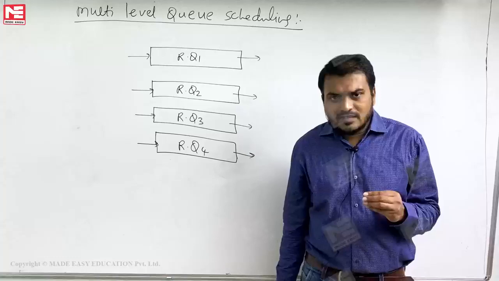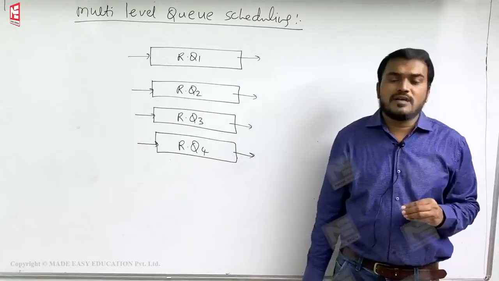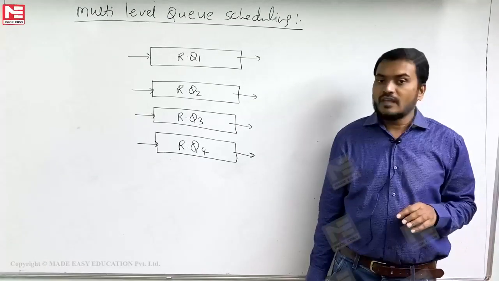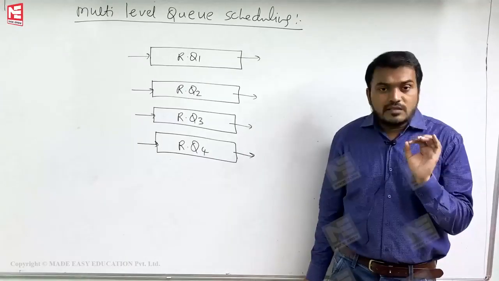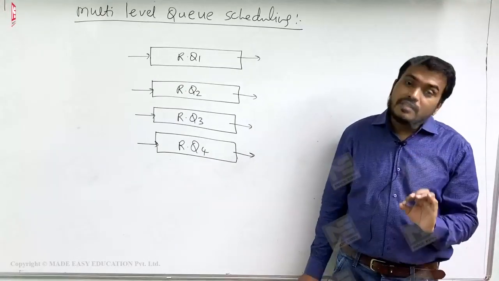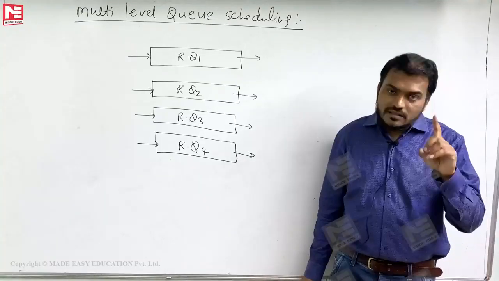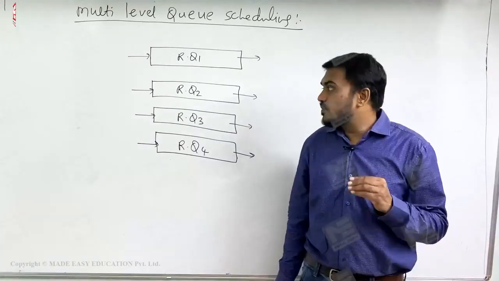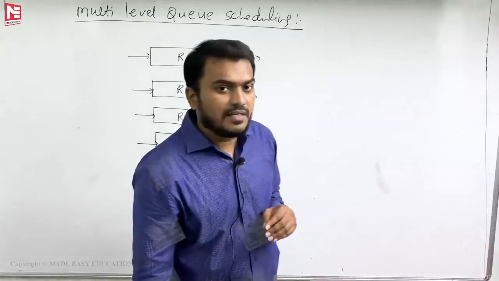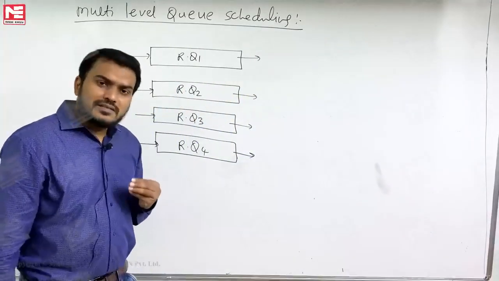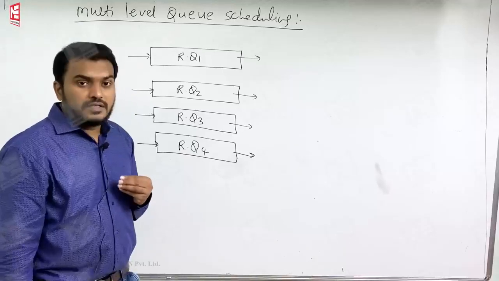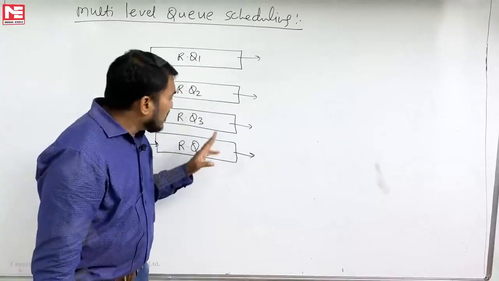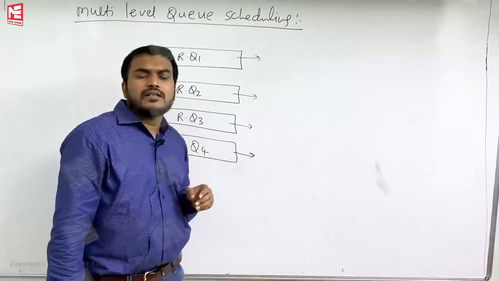So, whenever the process is created, in which particular ready queue the process has to be placed will be decided based on the priority of the process. I will give the notes. Don't copy, first listen. Now, remember, the high priority processes will be placed in the top level ready queue, and the low priority processes will be placed in the bottom level ready queue.